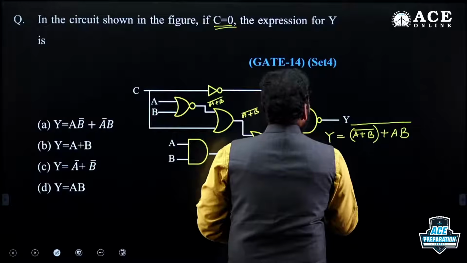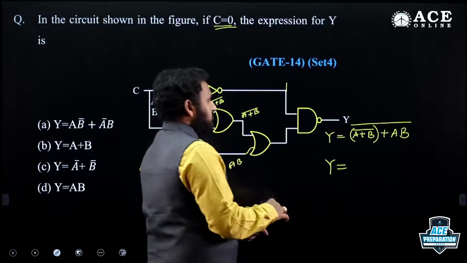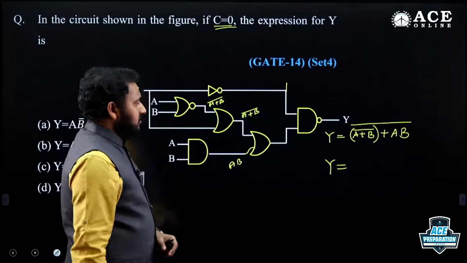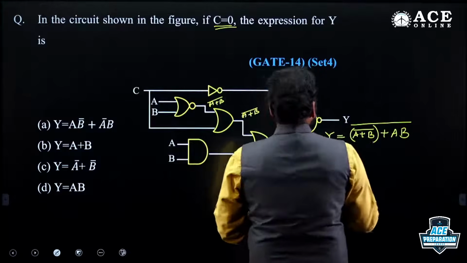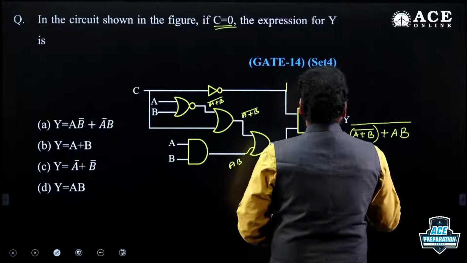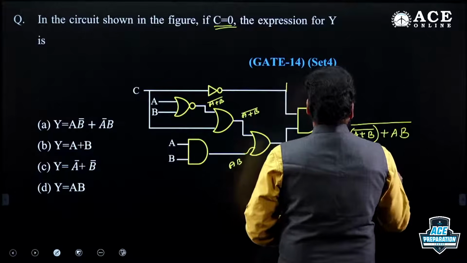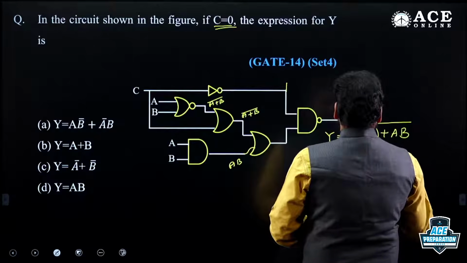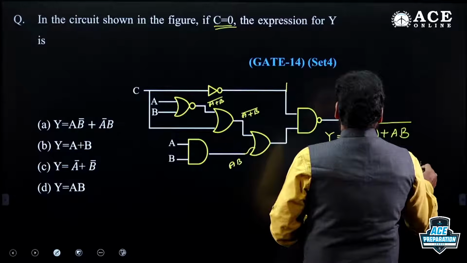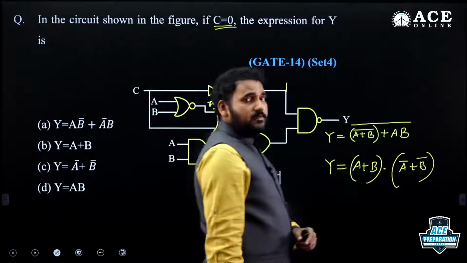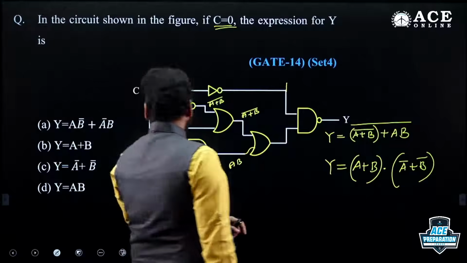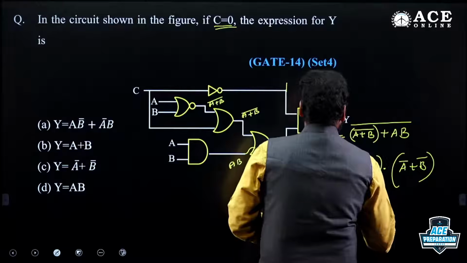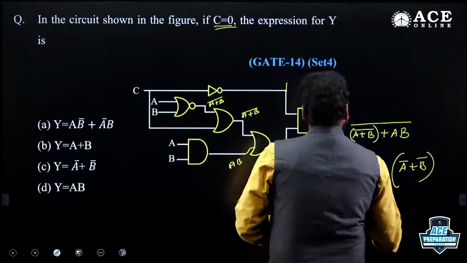You try this. Every time I try to stop with a hint, finally I end up with a solution. I think you can try this. See, A plus B double bar dot, this is AB bar. A bar plus B bar. Y is equal to A into A bar 0, A B bar, B into B bar 0, B A bar. That means A XOR B.